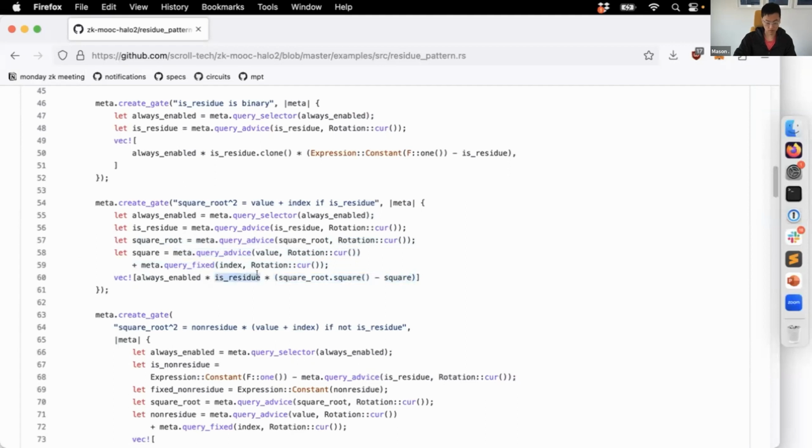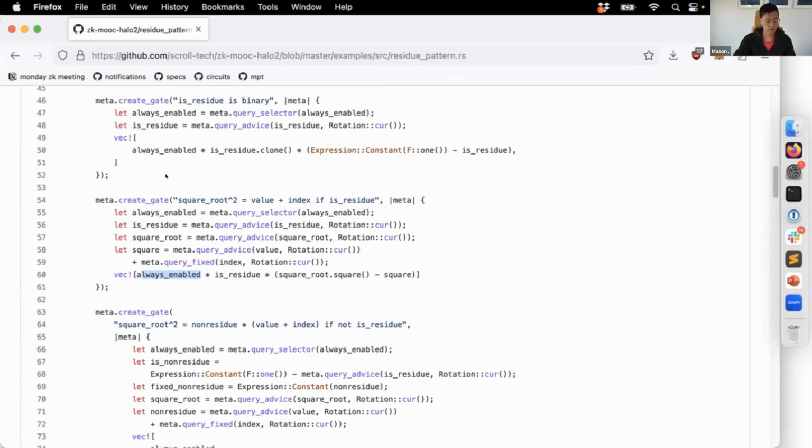And so you can just multiply by is_residue in this case, because this is either 0 or 1. We're saying that the square root squared is the value plus index if is_residue is 1, and if it's 0, then we don't care. Then this constraint is always going to be true. And again, we have to throw in this always enabled selector so that we don't get this constraint poisoned error in the mock prover.